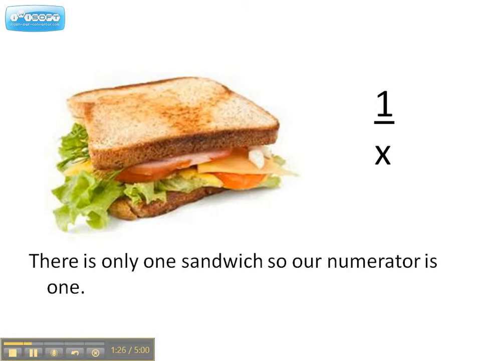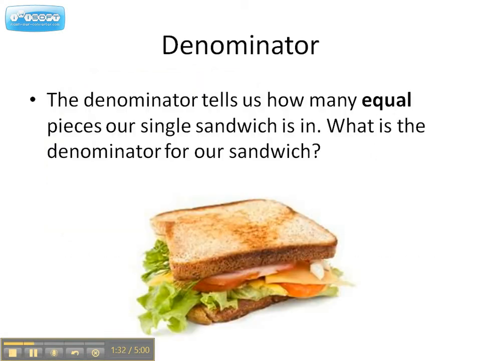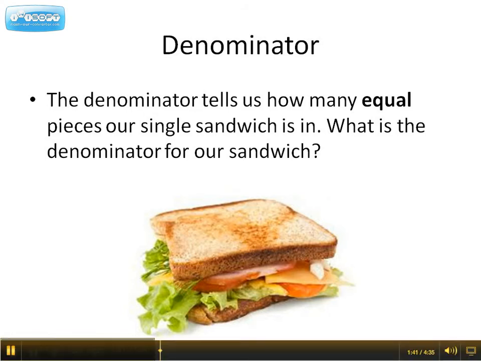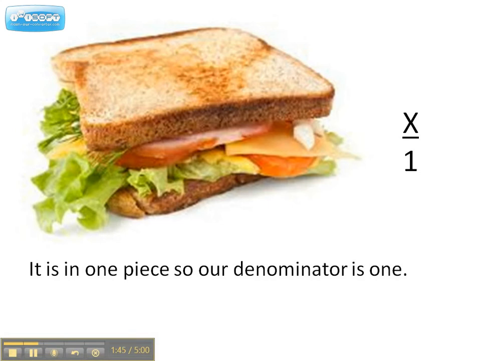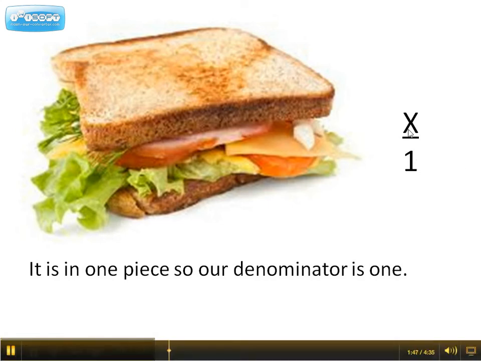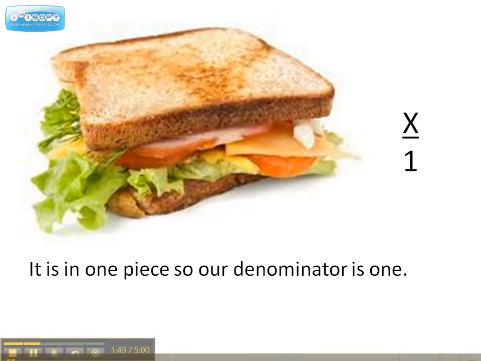So, there's only one sandwich, so our numerator is 1. We still don't know our denominator. The denominator tells us how many equal pieces our single sandwich is in. What is the denominator for our sandwich? It is in one piece, so our denominator is 1. Remember, our numerator was 1 as well.